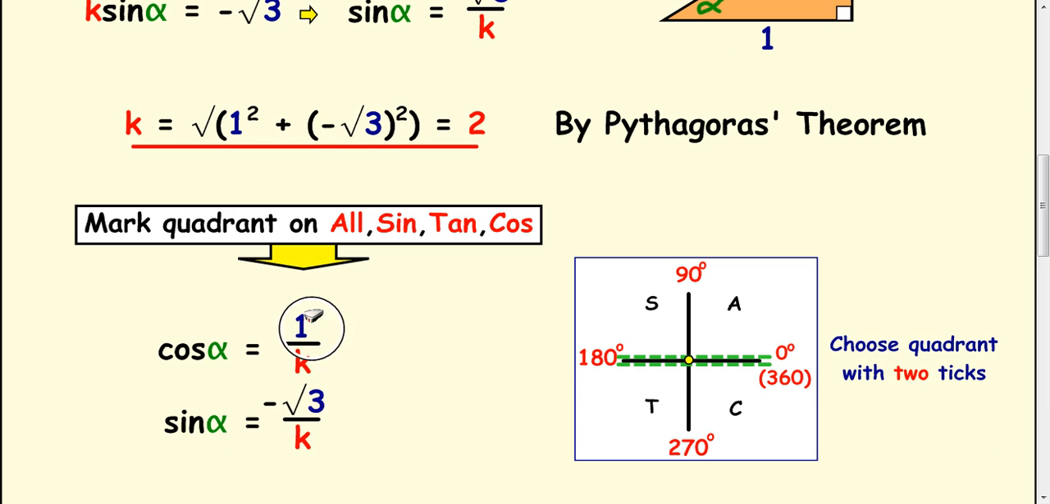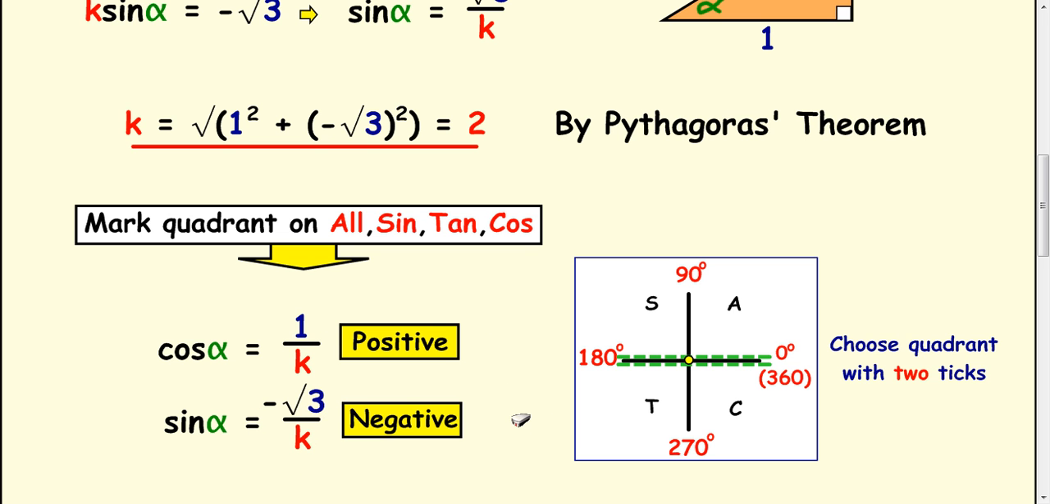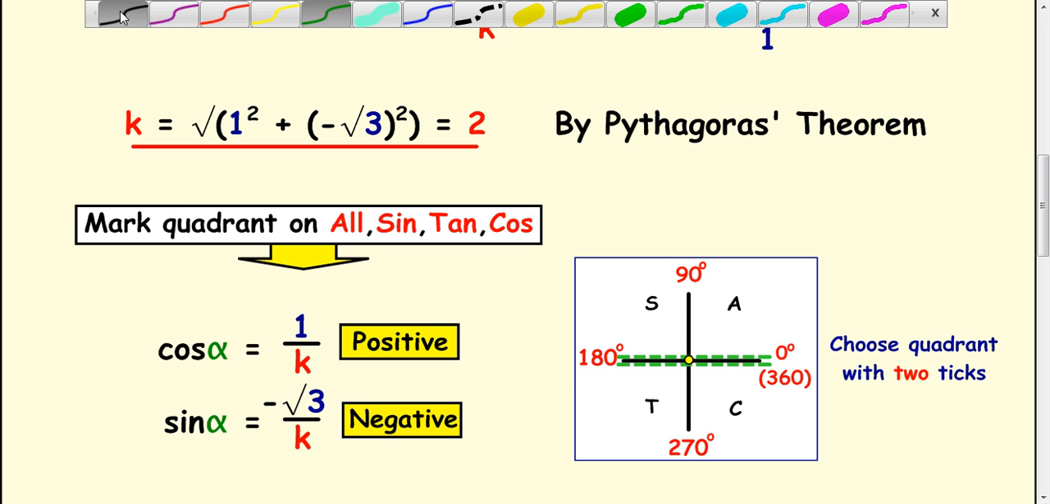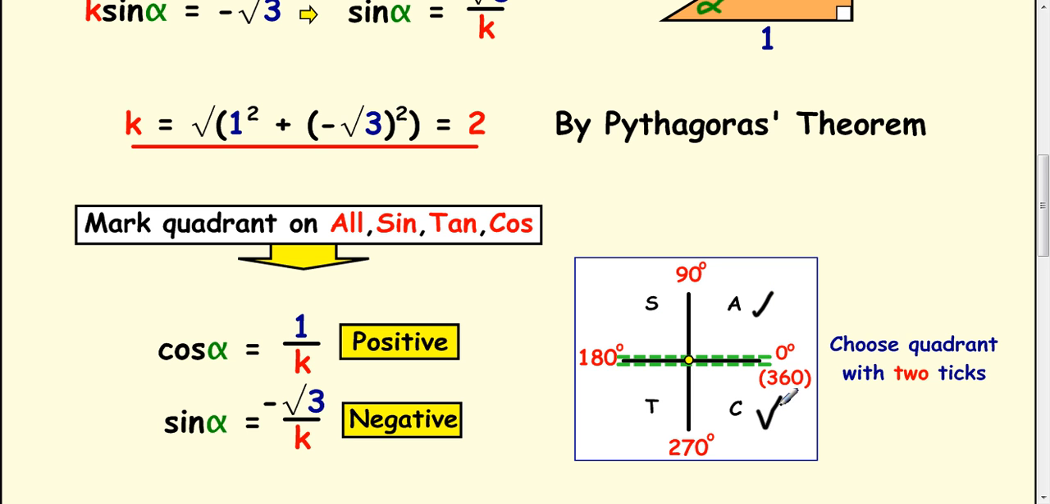Moving down to this part, we can see that cos is positive and sin's negative. Tick which quadrants cosine's positive, A and C. Sin is negative down here and here. So we're looking at a fourth quadrant solution.